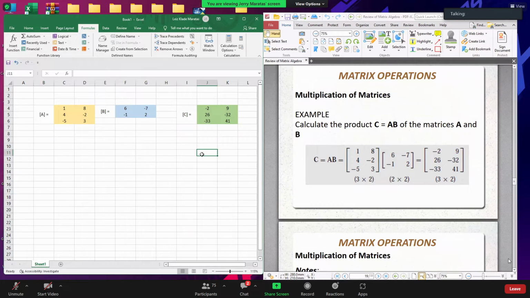So at least, maybe in your first exam, you have to do it manually. So practice how to do multiplication of matrices and how to do matrix inversions. Using Excel, at least you can check and compare your manual computations against Excel. Any questions, clarifications?